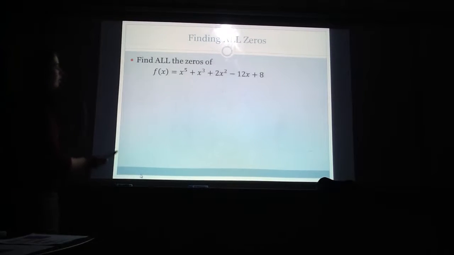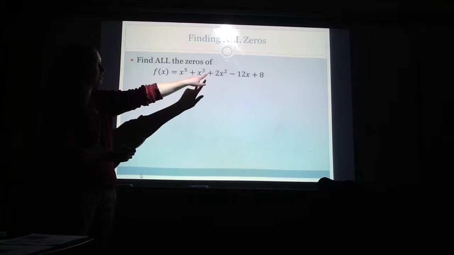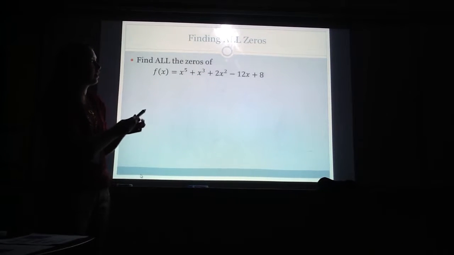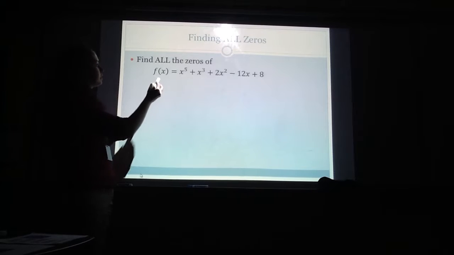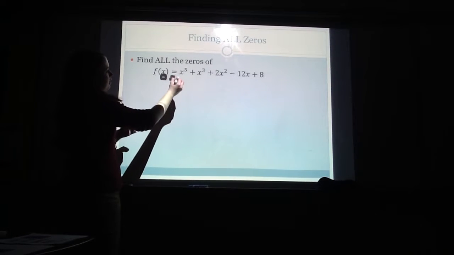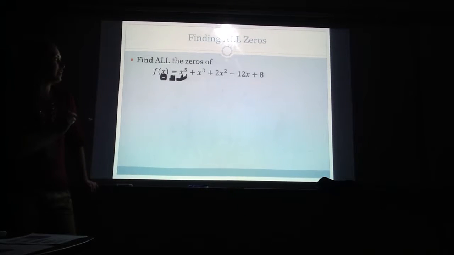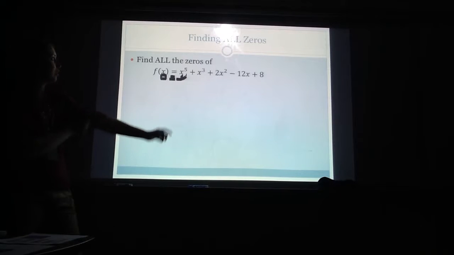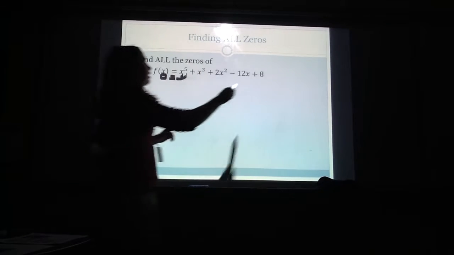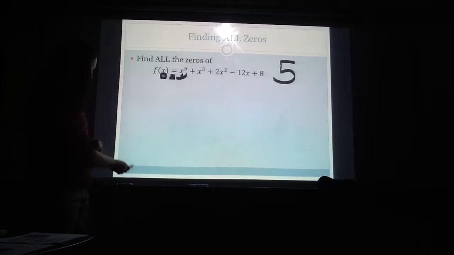Alright, let's find all the zeros of x to the 5th plus x to the 3rd plus 2x squared minus 12x plus 0. So our process is we put a 0 in for y, and we try and solve out this equation right there. It's not going to factor very well though. So we're going to start by graphing it. We know we're looking for 5 zeros because it's of degree 5. So let's take a look at a graph.